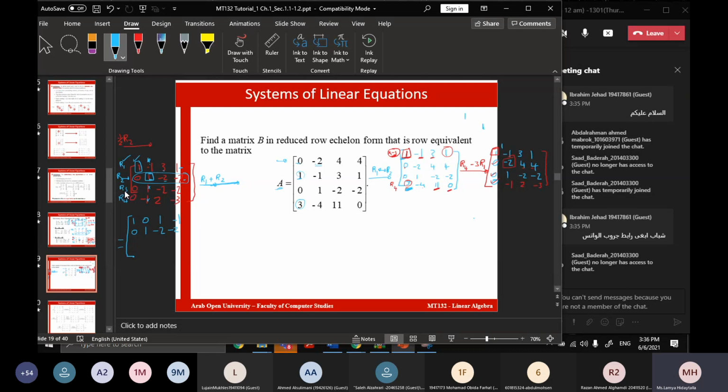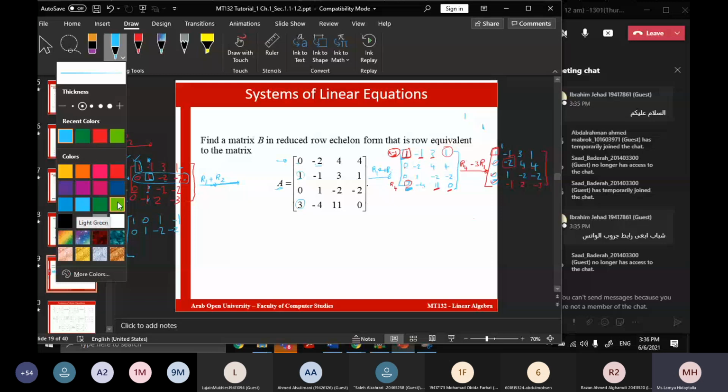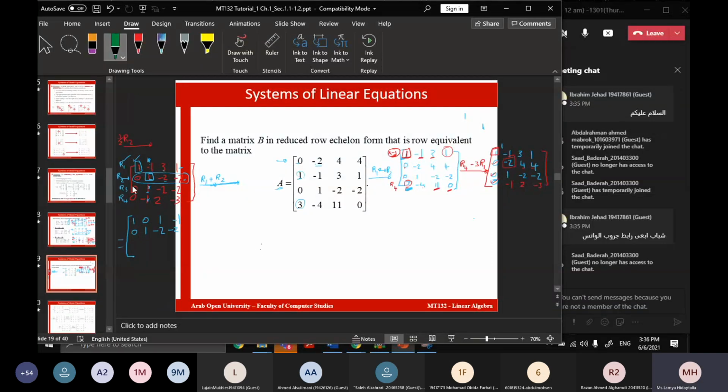Now, how can we change R3? What do we need? We need this one to be equal to 0, correct? Which row will I use? We said we will use R2. So how can we make it 0? Just R3 minus R2, correct? So I will do R3 minus R2.